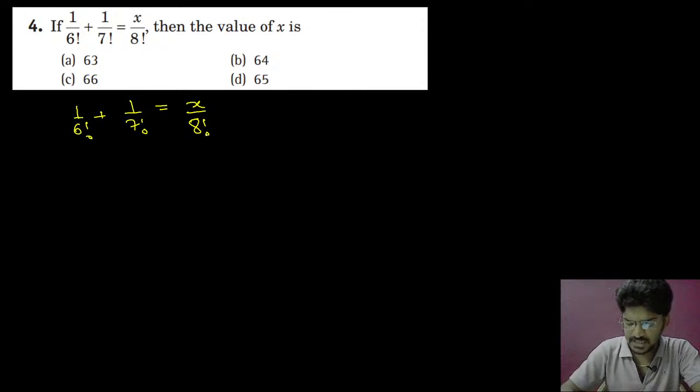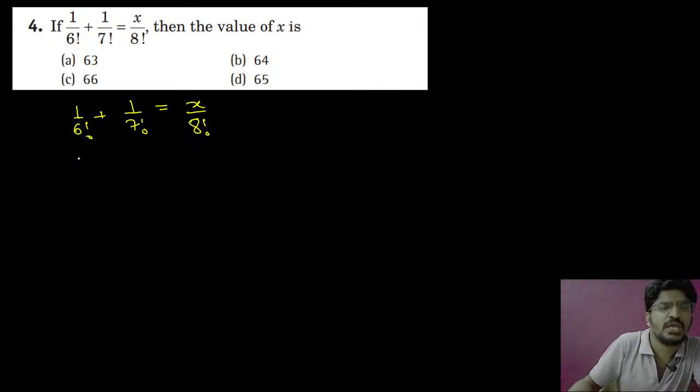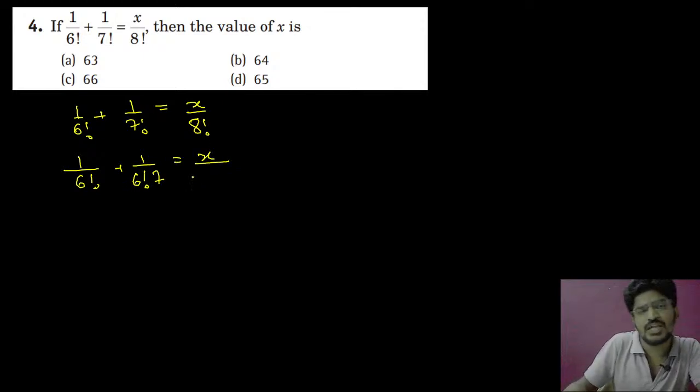Most of you are telling 64. Okay, so let us see. Here 1 by 6 factorial, 7 factorial can be written as 1 by 6 factorial into 7, and 8 factorial can be written as 6 factorial into 7 into 8.